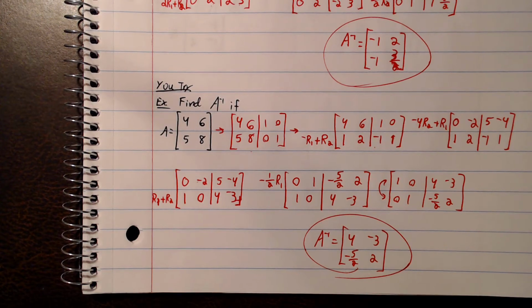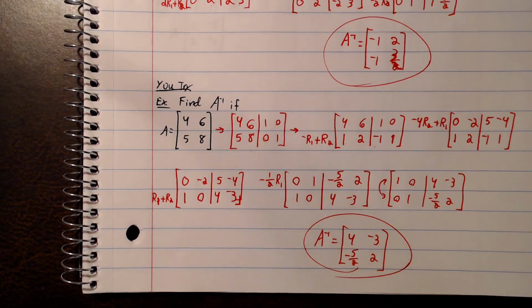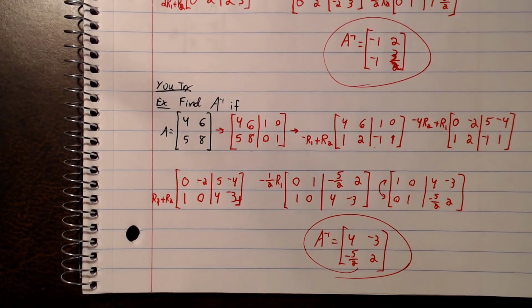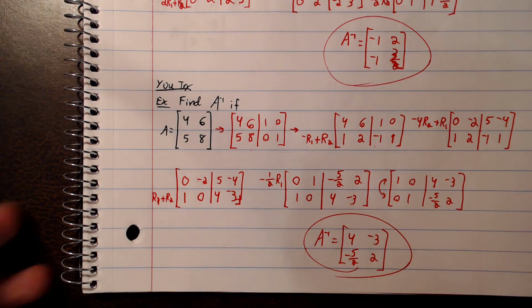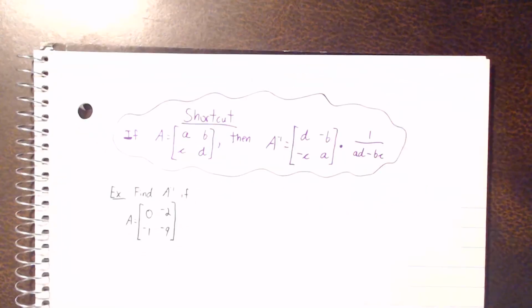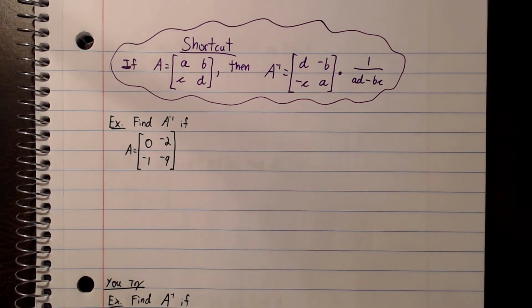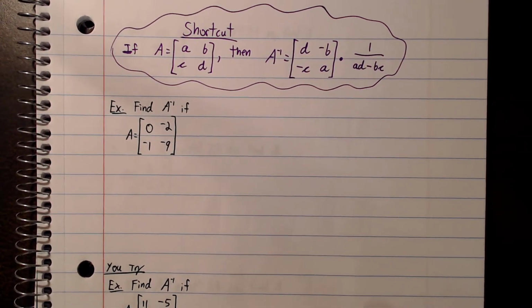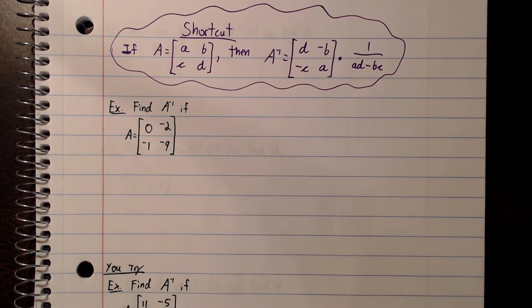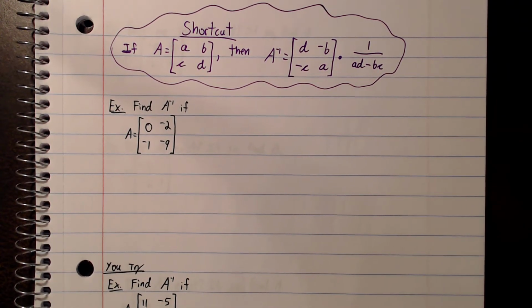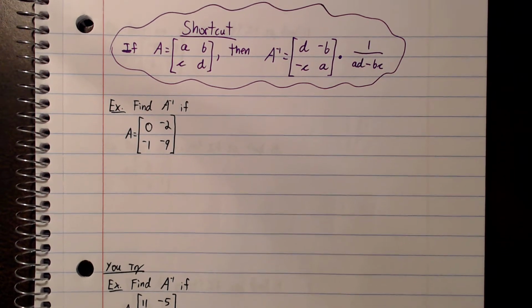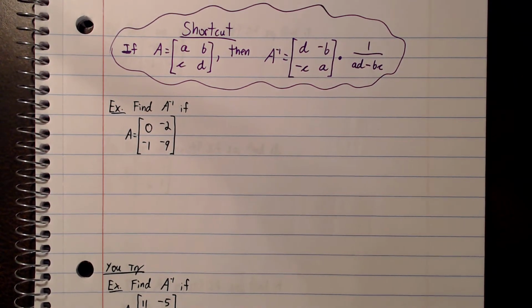Really not that difficult once you're good with your row operations. Finding the inverse isn't too difficult. But if it is, we have a shortcut. Now, here's the deal in this class. Yeah, I'm giving you a shortcut, but you're not going to be allowed to use it for every problem. I'm going to tell you in the instructions on a quiz or a test to find the inverse the long way, and then I'll say find the inverse using the shortcut.